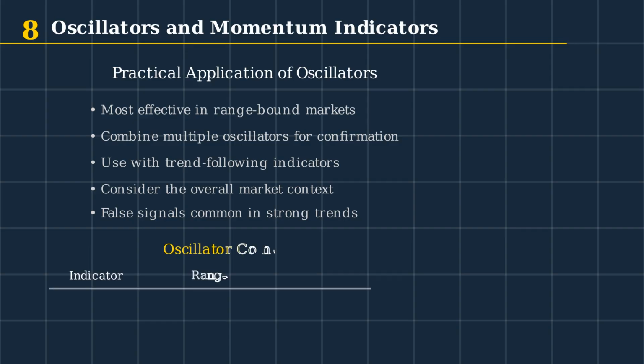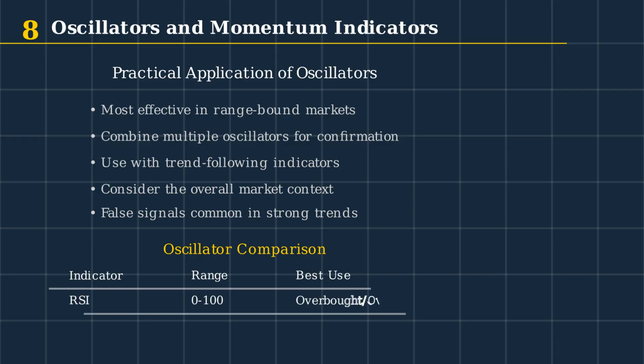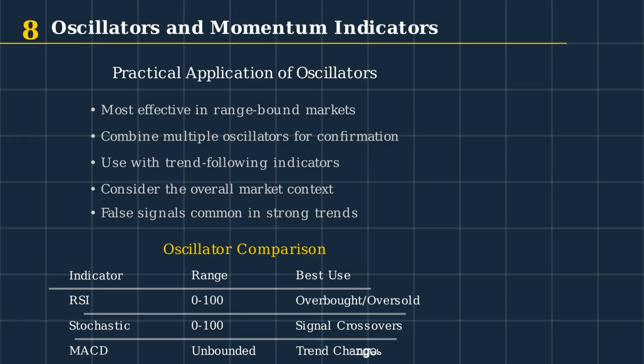Here's a quick comparison of the oscillators we've covered. RSI and stochastic both range from 0 to 100 and excel at identifying overbought and oversold conditions. MACD has no upper or lower limits and is particularly useful for identifying trend changes and momentum shifts.